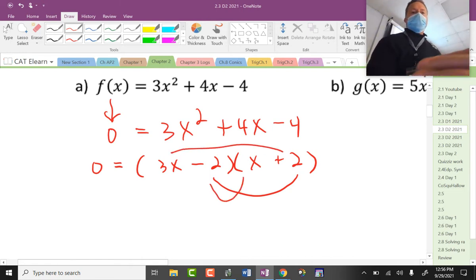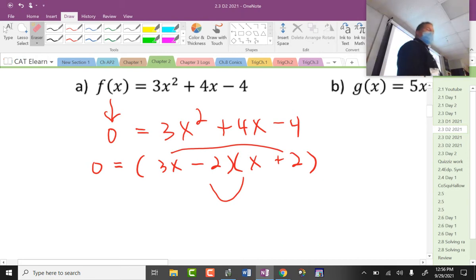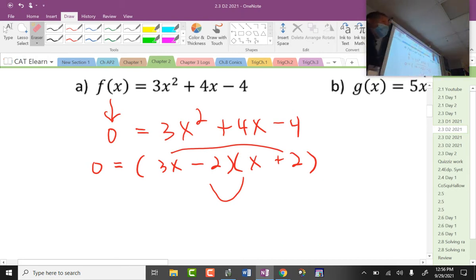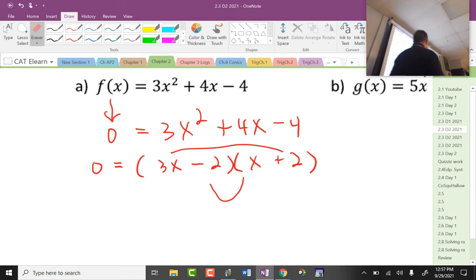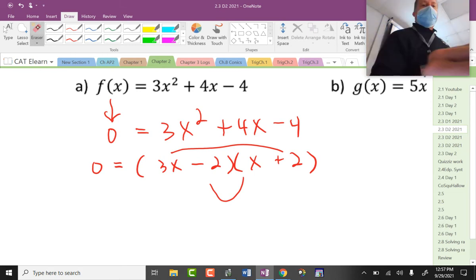Do you like this one? Yes or no? When you look at the outer and the inner. Did you say no? Am I supposed to say yes? You were supposed to say yes. What's 3x times 2? 6x, and then what's negative 2x? What's 6x plus negative 2x? That is 4x, so it is the correct factorization of this.